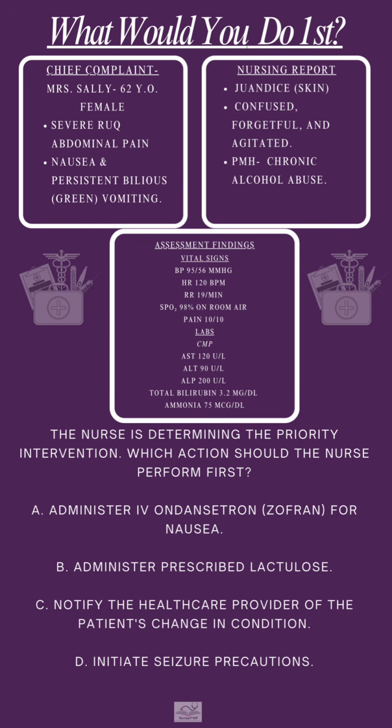You take a look at Miss Sally's labs and you notice that her liver enzymes and her ammonia levels are elevated, and she's a little hypotensive and tachycardic as well. So, which action should the nurse perform first? Give Zofran or lactulose, notify the provider, or initiate seizure precautions?